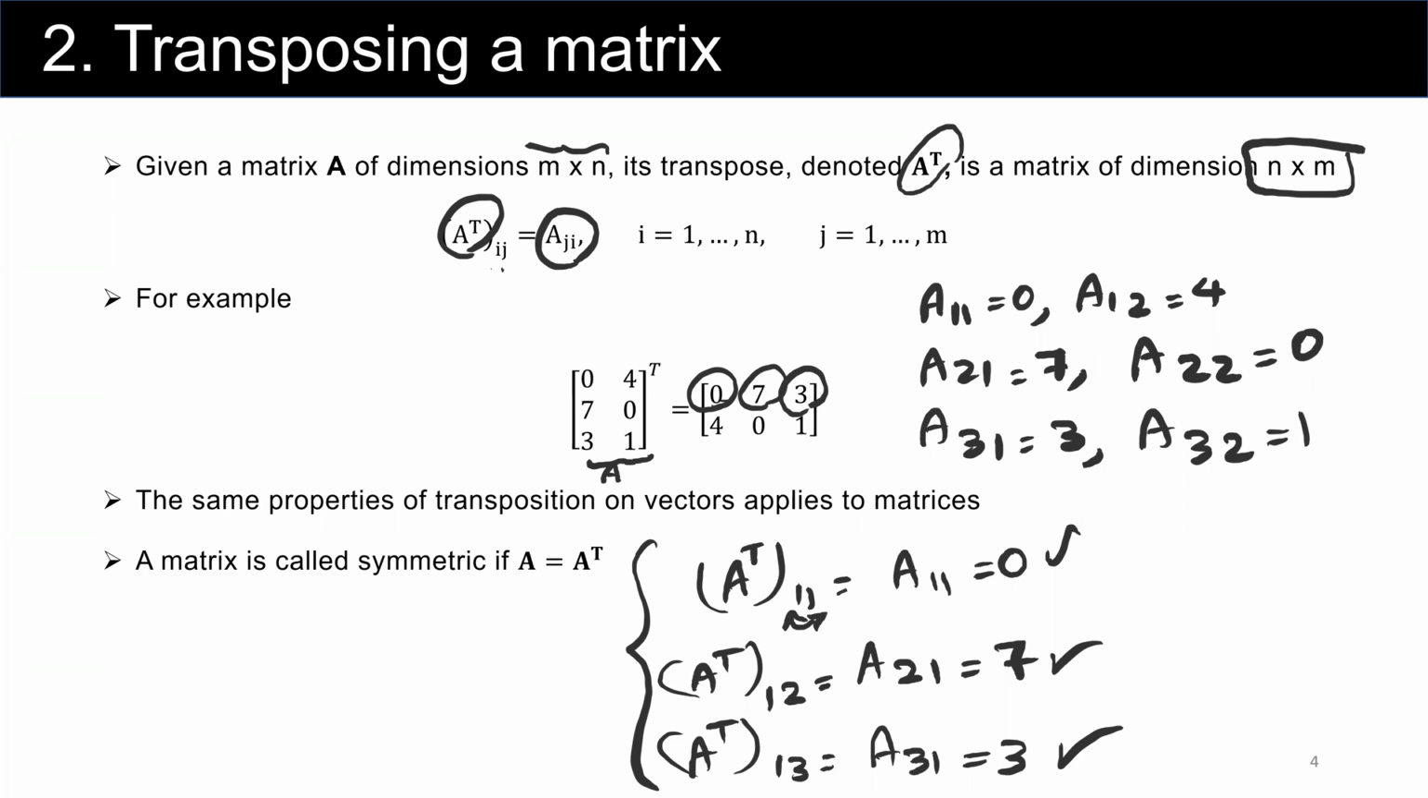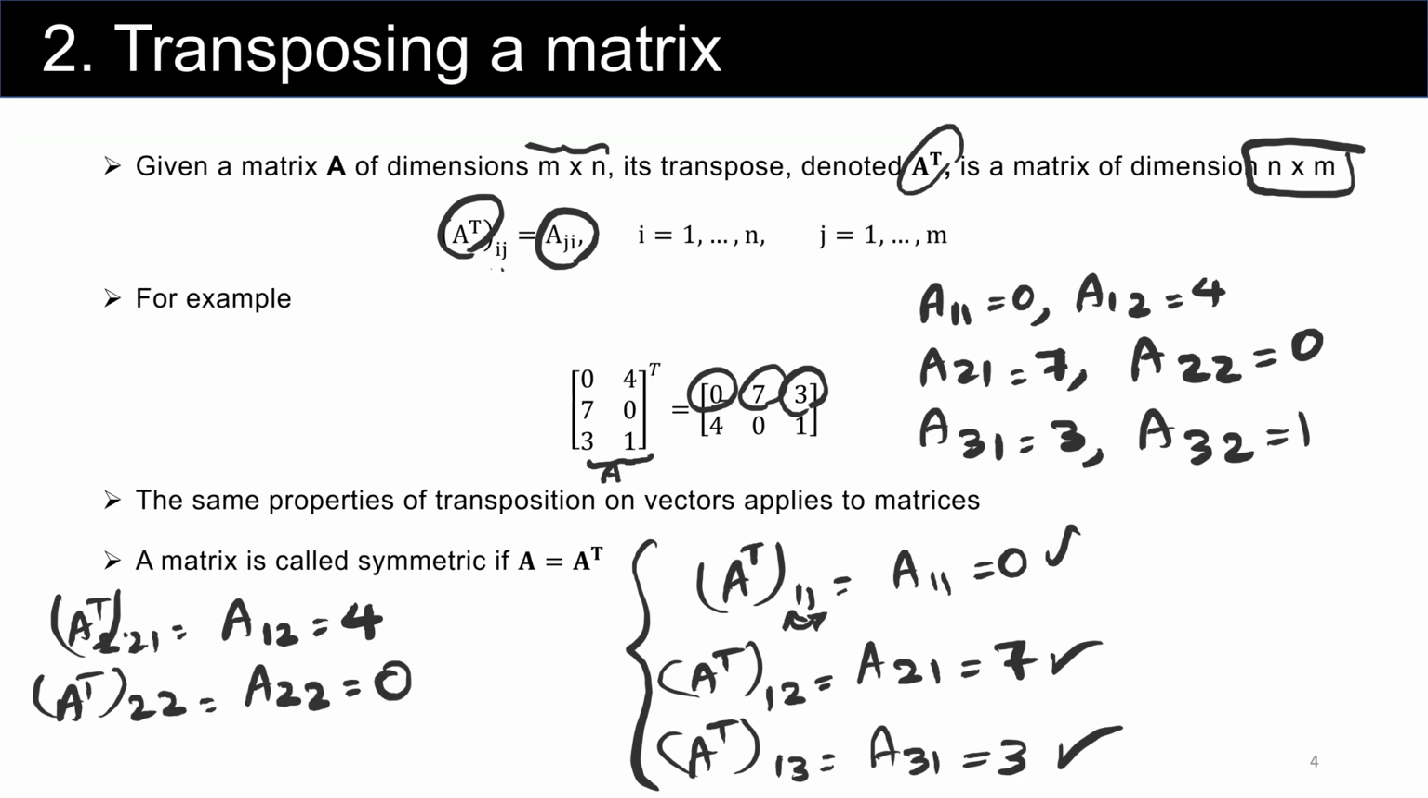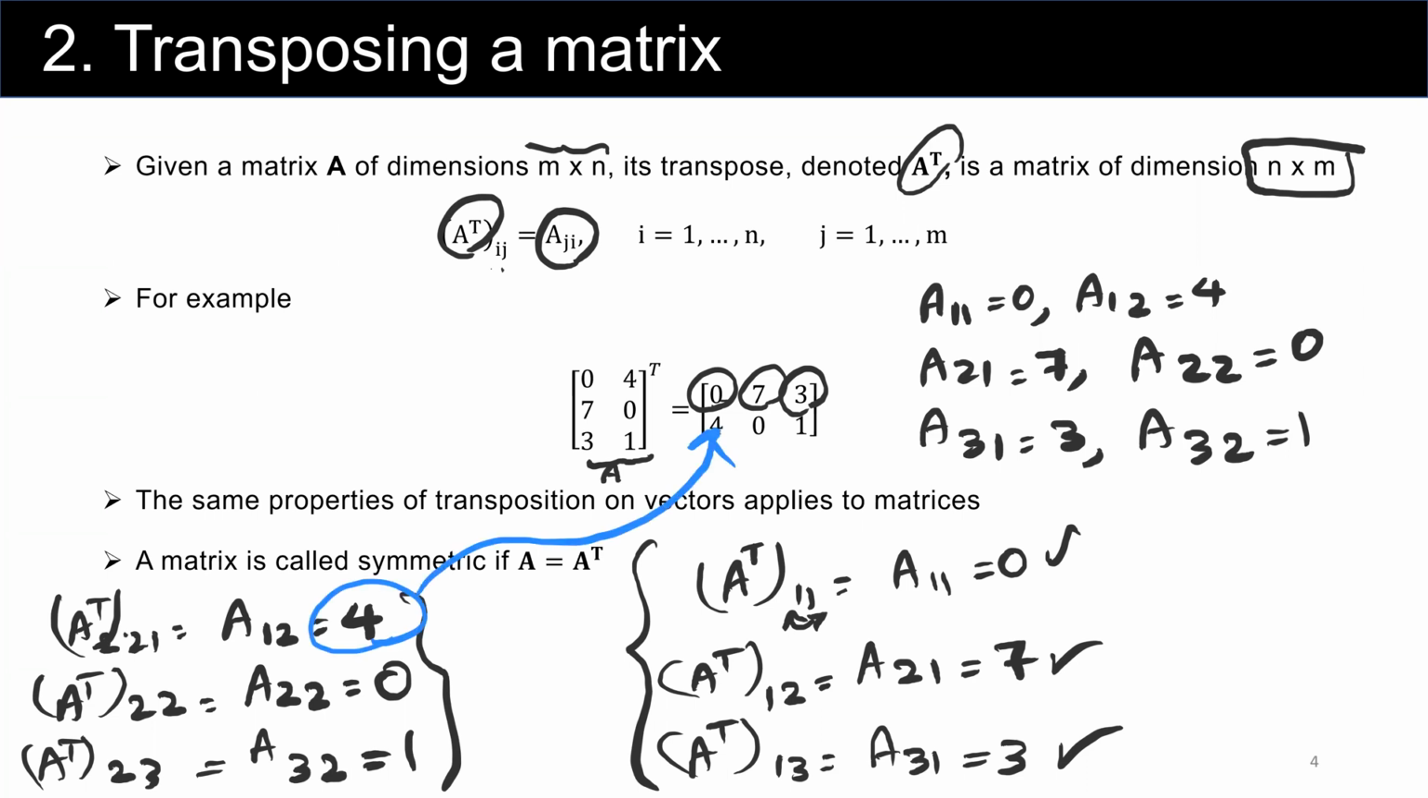And we have the same thing for the second row of A transpose. So A transpose 2,1 is equal to A12. What is A12? It's 4. A transpose 2,2 is the same as A22, which is 0. And A transpose 2,3 is A32, which is equal to 1. Again, if you look at what we have here, 4, 0, and 1. This is how we find the A transpose.